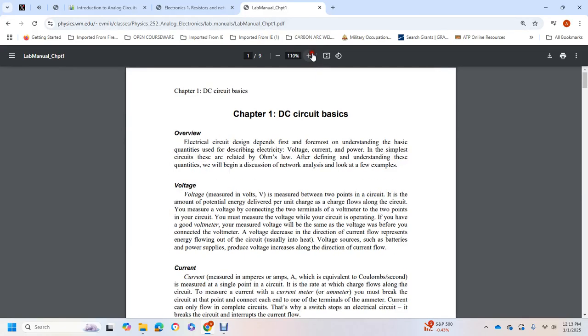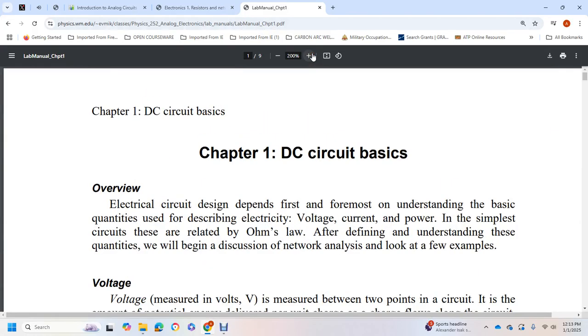Alright, Chapter 1 Lab Manual. Chapter 1, DC Circuits Basics.